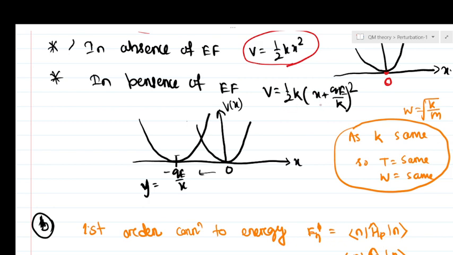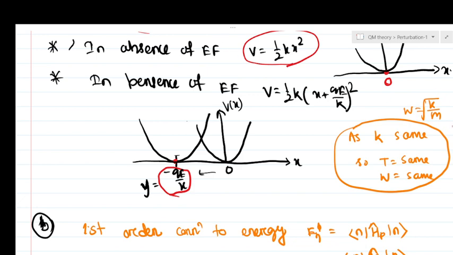Okay, so for this the position is quite shifted to the left, and the particle is shifted to the left and oscillating about minus qE by k in a parabolic path. That does not affect our angular frequency as well as time period. The particle is only shifted, but our time period remains the same as before, the unperturbed Hamiltonian. Okay, so this is the exact solution case.